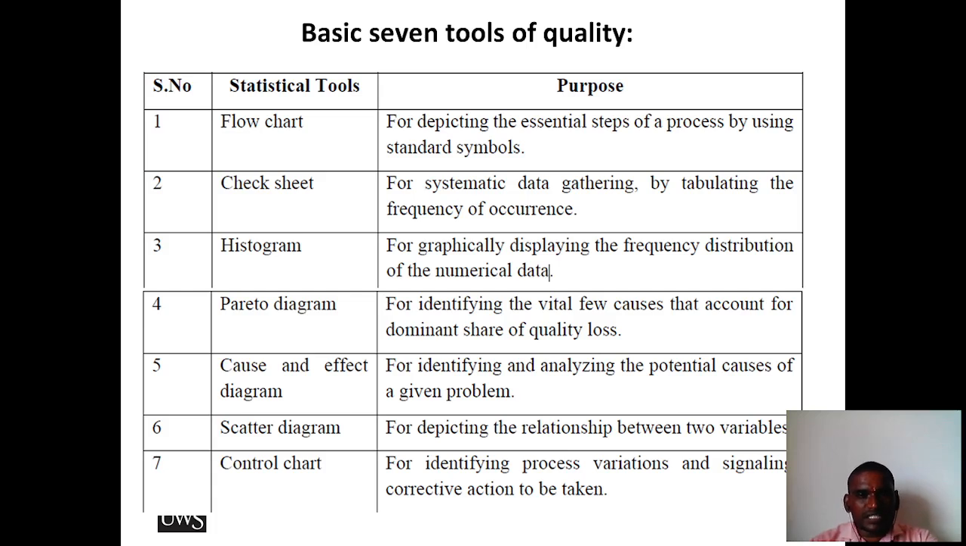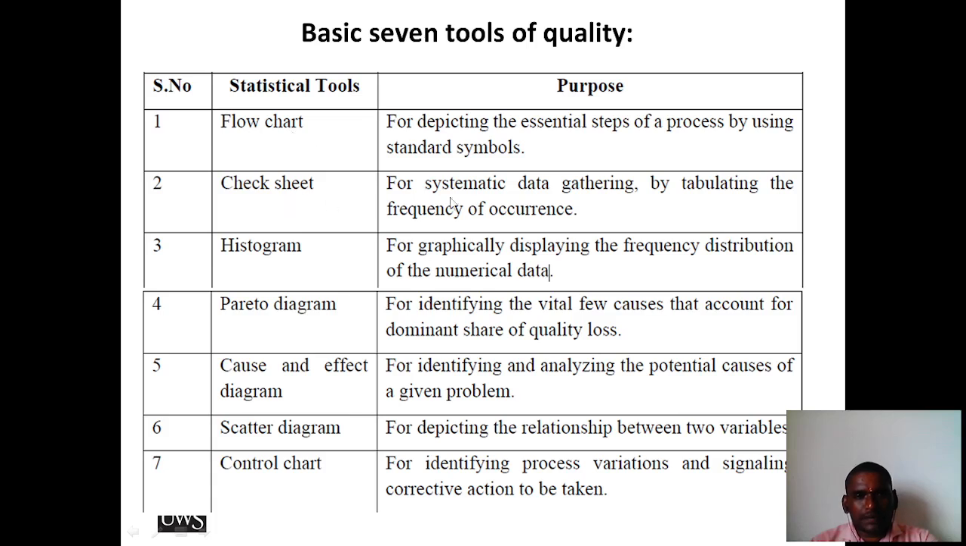Okay, these are the basic 7 tools of total quality management. First one flow chart, second one check sheet, third one histogram, fourth one Pareto diagram, fifth one cause and effect diagram, sixth one scatter diagram, seventh one control chart. A flow chart is nothing but a sequence of process. That is, a step-by-step process represented with some standard symbols is called a flow chart.